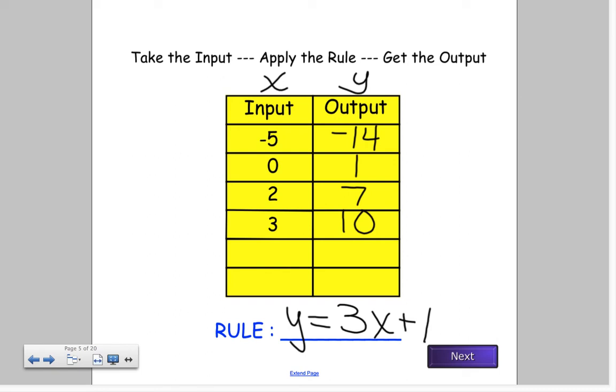So 0 times 3 is 0, plus 1 would give you 1. 2 times 3, which is your x, would give you 6, plus 1 is 7. 3 times 3 is 9, plus 1 is 10. So the rule for this table or that machine would be 3x plus 1.